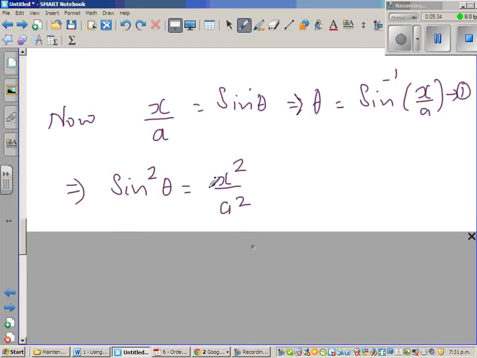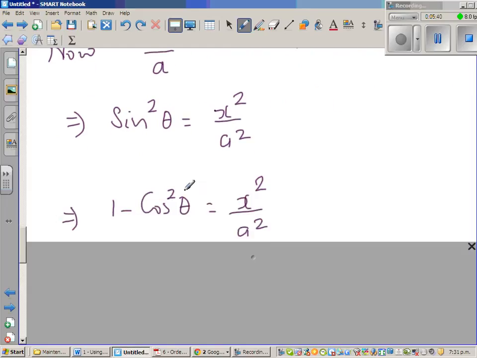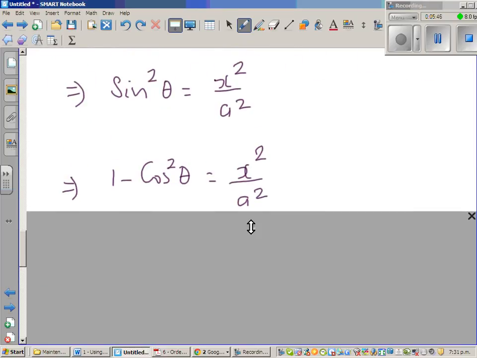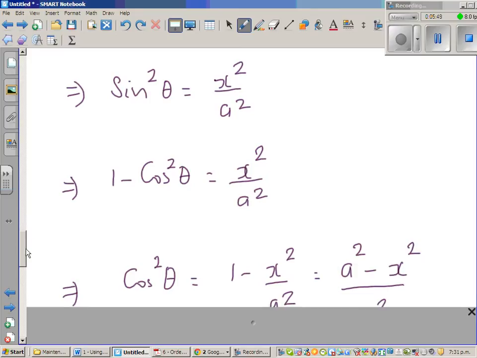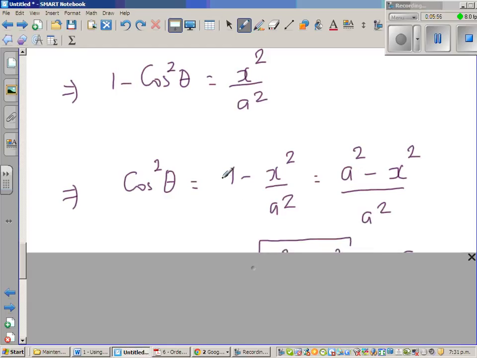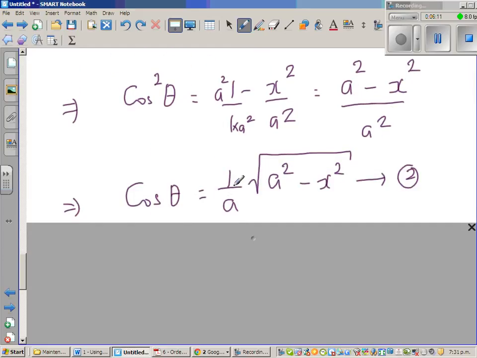If you square both sides, sine squared theta is x squared over a squared, which is nothing but 1 minus cos squared theta is equal to x squared over a squared. The next step is, if you make cos squared the subject, cos squared is 1 minus x squared over a squared. Multiplying by a squared, or cross multiplying, we get a squared minus x squared over a squared. So cos theta is 1 over a times the square root of a squared minus x squared. This is result 2.